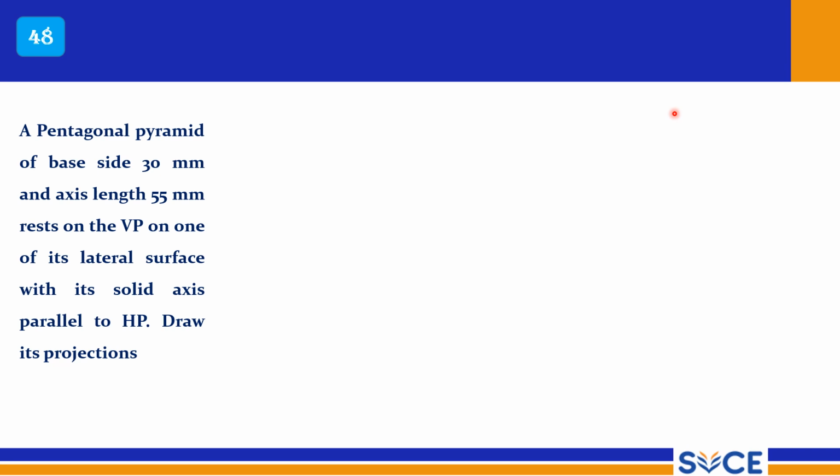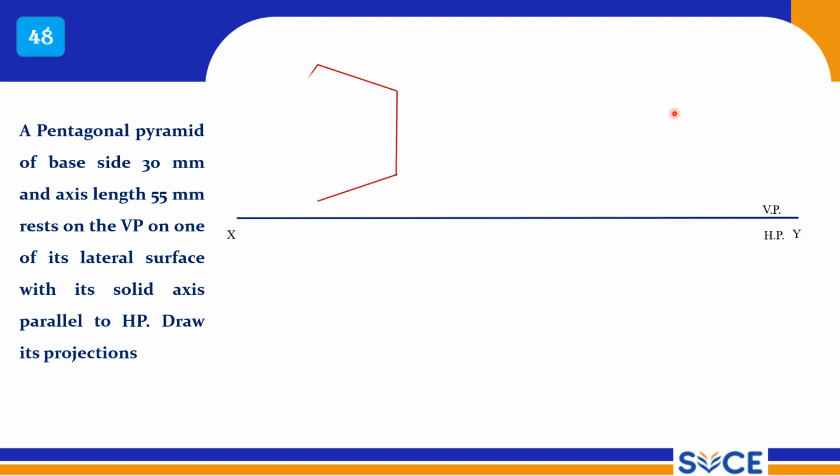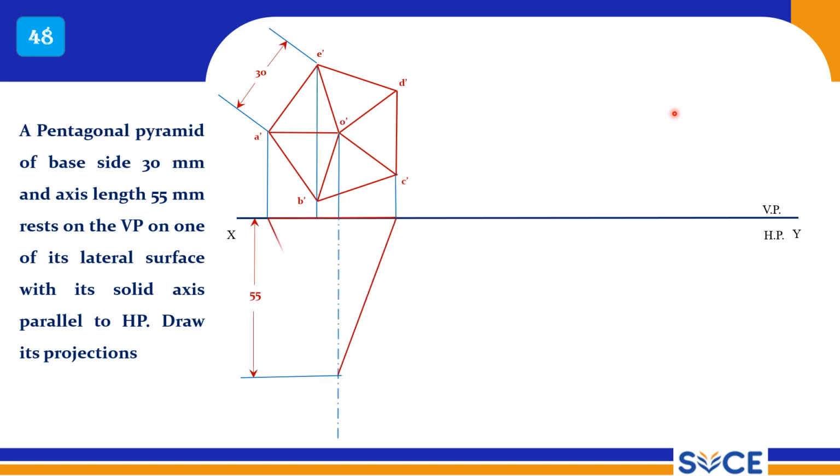So next is a pentagonal pyramid of base side 30 mm and axis length 55 mm which rests on VP on one of its lateral surfaces. So it is also very similar to the earlier problem. Draw the lateral surface. So here this is the lateral face, one of the lateral faces, and it is resting on it. So this is ODE. On ODE it is resting.